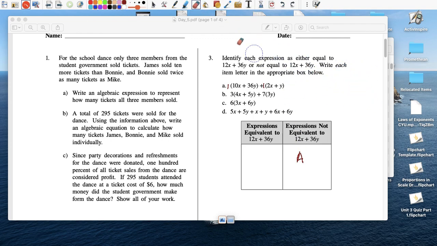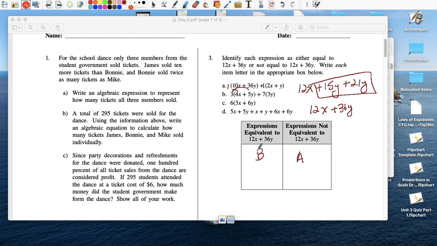Letter B, again, it's distributive property, you get 12x, remember I'm doing this, 12x plus 15y, and then plus 21y. Well, combine like terms, these two are like terms, so 12x, 15 plus 21 is 36y. So letter B is equal to 12x plus 36y. Letter C, 6 times 3x is 18x, and then 6 times 6 is 36y. So you can tell that's not equal, so C goes in this box.